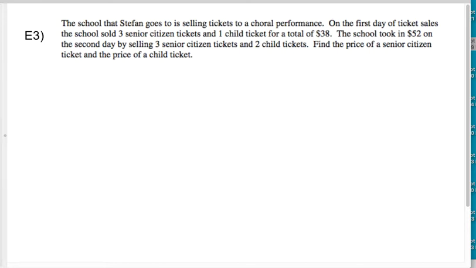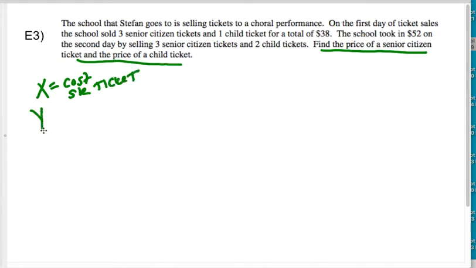So when you're looking for your unknowns, it's often given to you, not always, but often, in this last line. This is telling me what my unknowns are. So I'm going to go ahead and you could use S for senior and C for child, or you could just stick with the X and Y's, it's fine. So I'm going to do X is the cost of a senior ticket, and I'm going to call Y the cost of a child ticket.